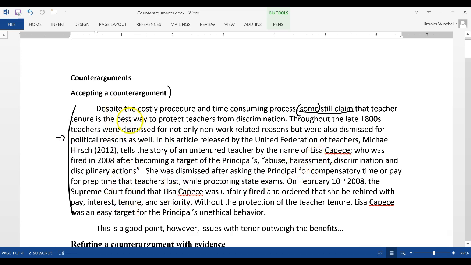So this person doesn't refute the counterargument. Instead, she says, this is a good point. However, the issues with tenure outweigh the benefits. So she's just accepting it and saying, that's a good point, but there are some other issues that we should consider.